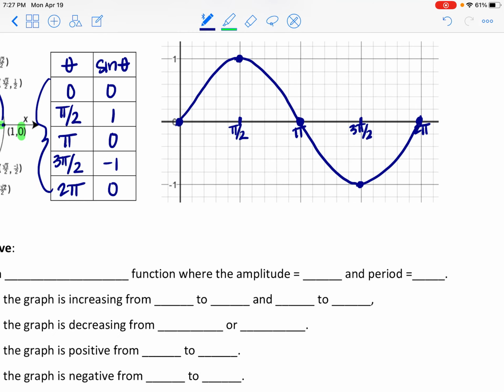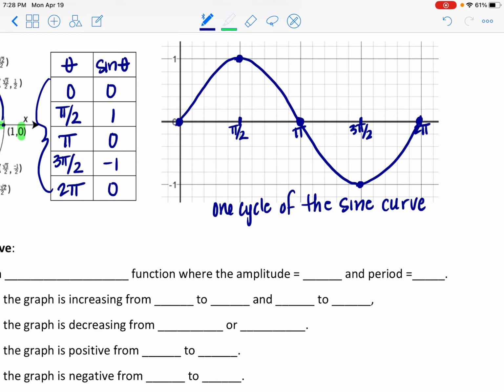Okay, so this is what we call one cycle of the sine curve. This is what one cycle is going to look like. Again, I could keep going on the x-axis. That same pattern is going to keep repeating because as we go around the unit circle, right, it's the same values over and over and over.